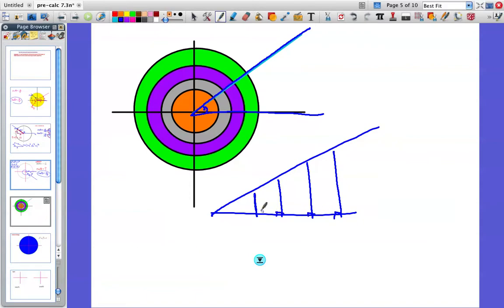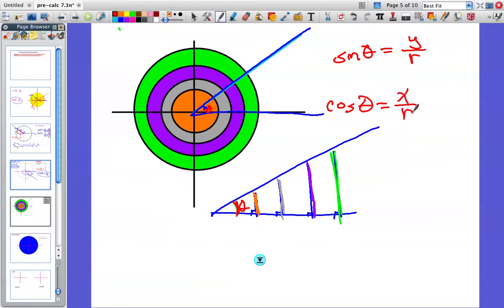When I bring it to the x-axis, I maybe should have changed colors on each of those. Maybe that would help explain this. But when I look at the orange one, I'm right there. The gray one, about right there. The purple one, about right there. And finally, the green one, about right there. So here's my angle that I'm talking about, theta. It doesn't really matter, it appears, what circle I'm talking about. When I mention the sine of the angle or the cosine of an angle, this one's y over r and this one's x over r.